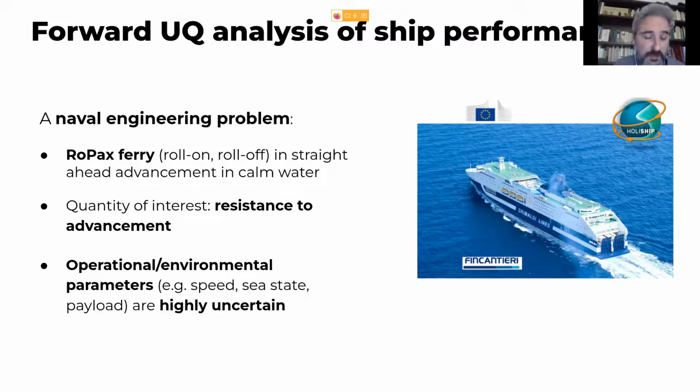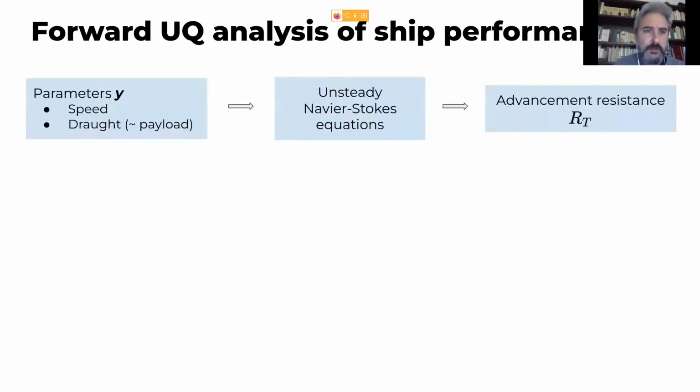Of course, this depends on a bunch of operational or environmental parameters that are highly uncertain: the speed, the sea state, the payload of the ship. So we take the classical paradigm of forward UQ. We have a bunch of parameters, fed into a PDE solver, in our case the unsteady Navier-Stokes equations. Out of this we compute the advancement resistance by integrating the pressure of the water on the part of the hull of the boat which is underwater, essentially.